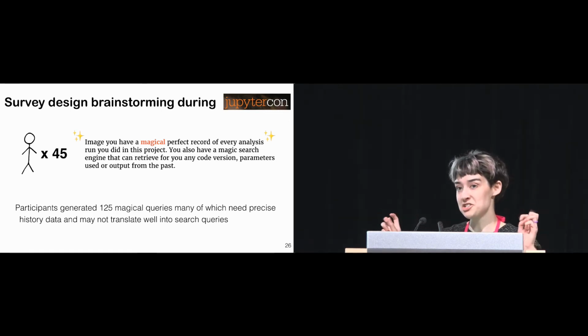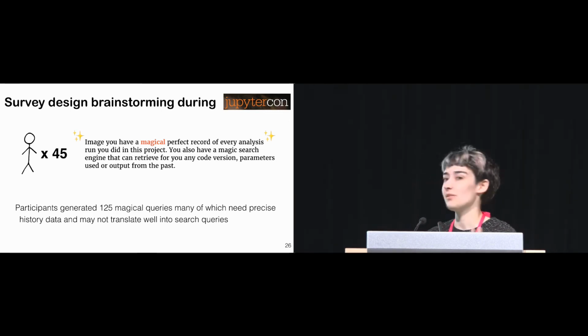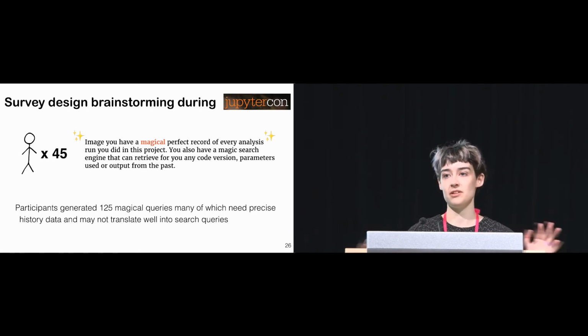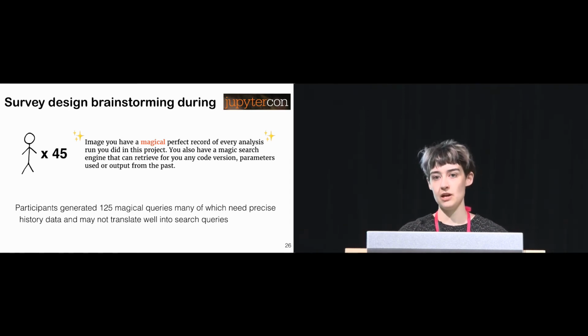So we had this magical scenario in which we asked participants, pretend you have this magical, perfect record of everything you've done through your analysis. And we wanted to figure out, how would they want to find things, what was important to them about their past, what kind of problems did they run into if they couldn't find things in the past. We wanted more grounded evidence about how people would want to use exploratory history.